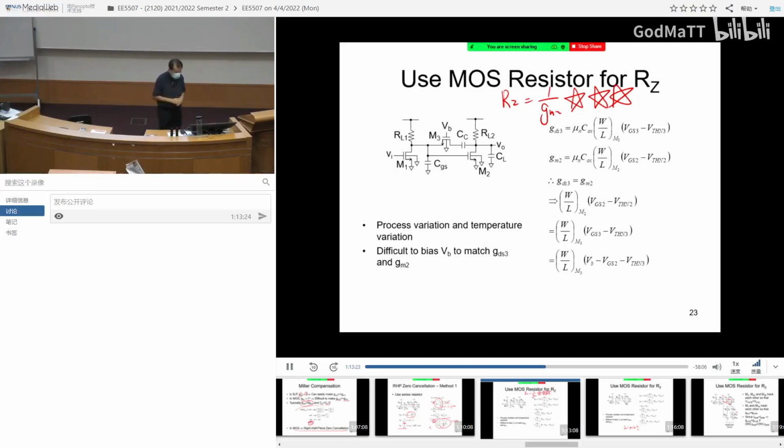Okay? So people implement the RZ using a MOSFET. A MOSFET can be a resistor. In fact, if you look carefully, because of this capacitor, no DC current can flow through. If no DC current can flow through, this transistor always has to operate in the linear region. Do you buy that? If no DC current, the transistor has to be operating in the linear region. Do you buy that?